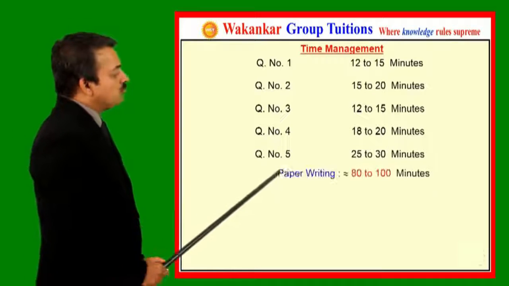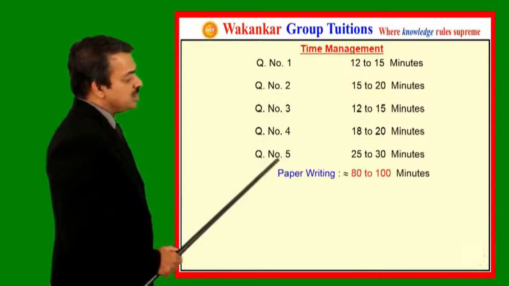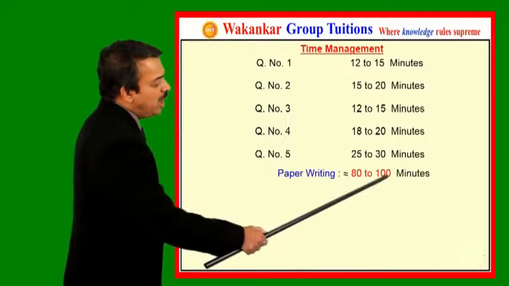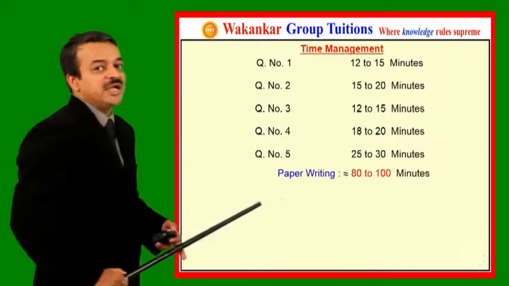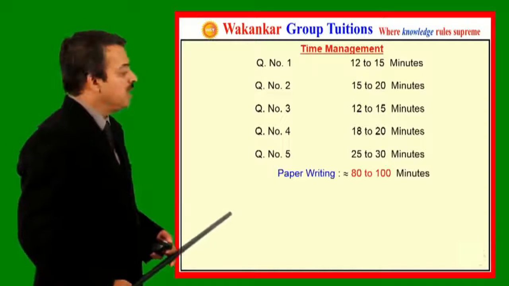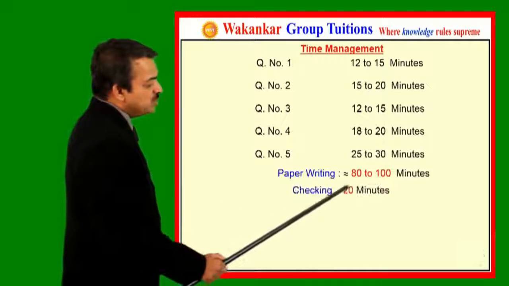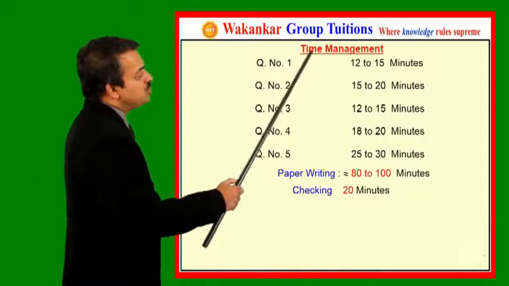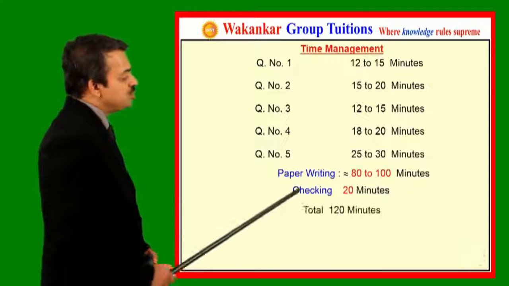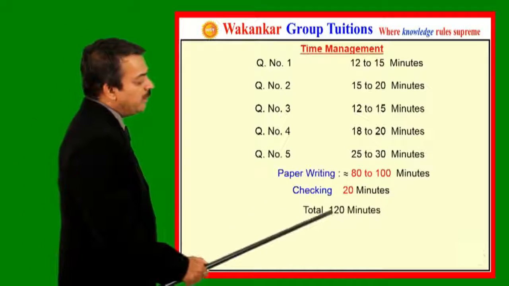So out of all these questions, along with the timing, you will take around 80 to 100 minutes to solve this entire paper, that is both algebra as well as geometry. And in the remaining 20 minutes, you are expected to check your entire answer sheet. So this is the distribution of your 120 minutes.